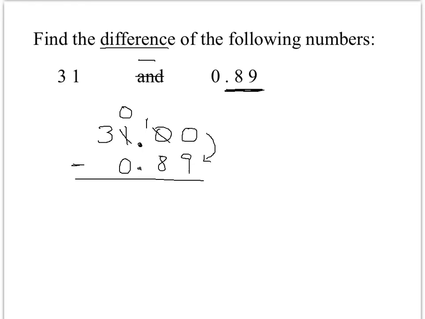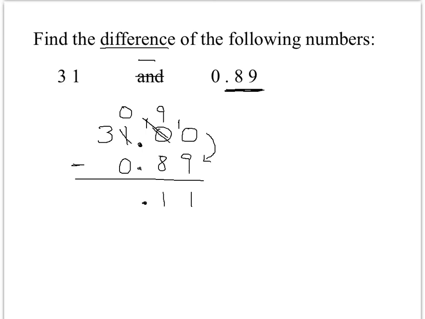Now I have something to borrow from. If I have 10 tenths, I can borrow and make that 9 tenths, and take that 1 I just borrowed and put it with the hundredths. Now I have 10 hundredths. 10 hundredths minus 9 hundredths is 1 hundredth. Now proceed to the left. 9 tenths minus 8 tenths is 1 tenth.